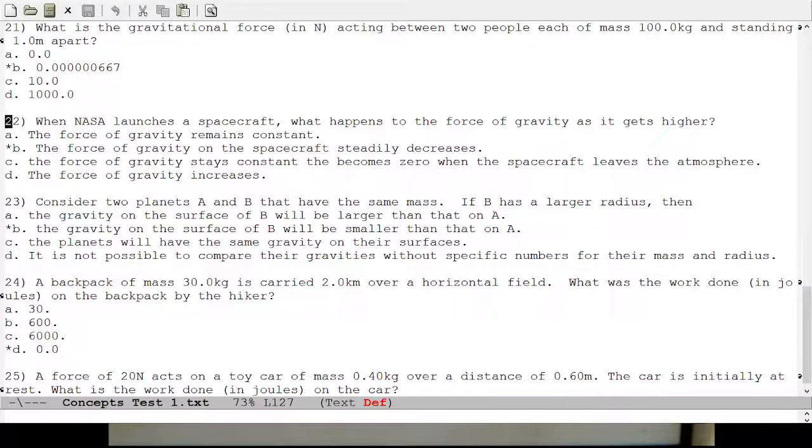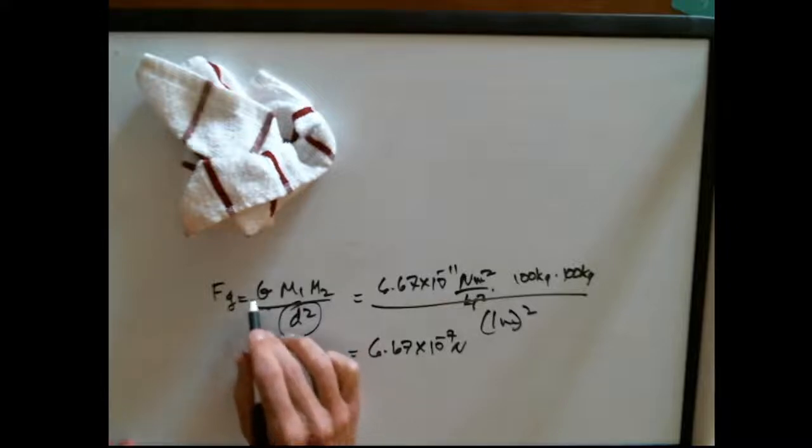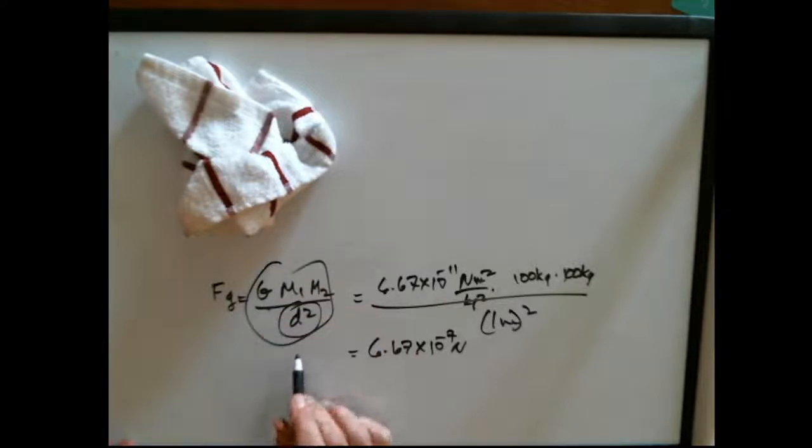Consider two planets A and B that have the same mass. Oh no, NASA launches a spacecraft. What happens to the force of gravity as it gets higher? The force of gravity decreases for the reasons I just said a minute ago. As D gets bigger, this value has to get smaller. As the denominator gets larger, as I get farther and farther apart, the gravitational force between two objects gets smaller and smaller.